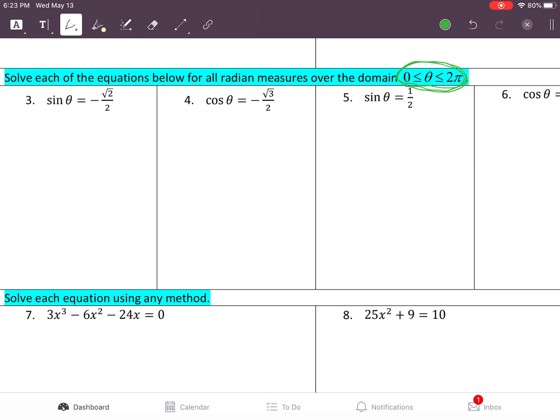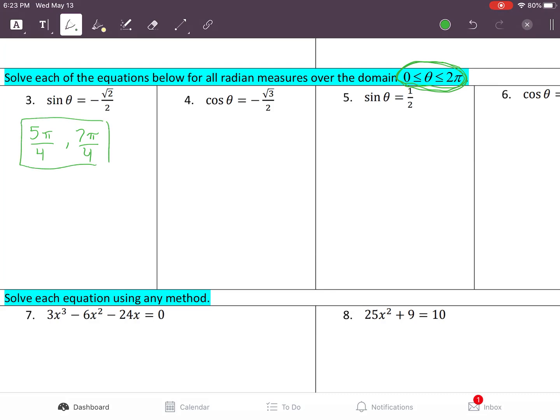If you remember from when we did this, the cosine values are the x's in the points, and the sine values are the y values in the points. So if we're looking at sine of theta is equal to negative root 2 over 2, we're looking for any y value that is negative root 2 over 2 in the unit circle. There are 2 of them. The first one is 5 pi over 4. The second one is 7 pi over 4. And that is it.